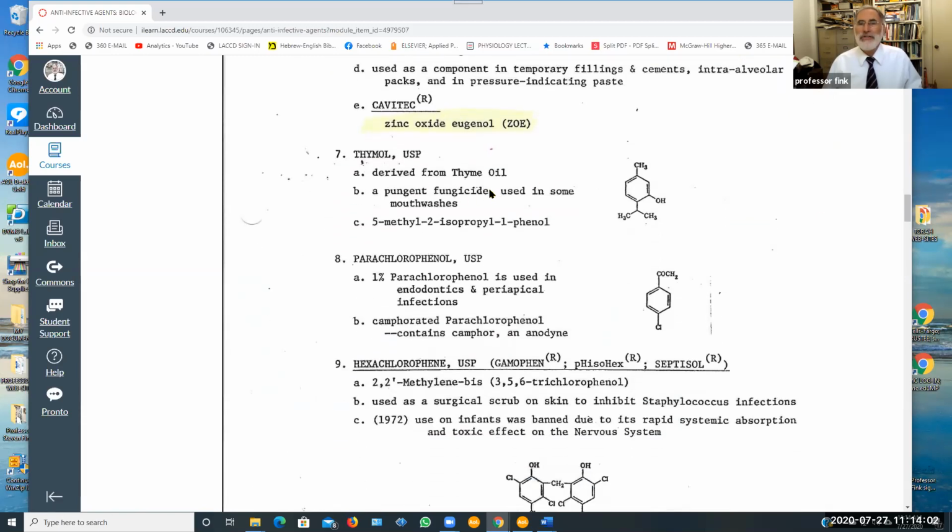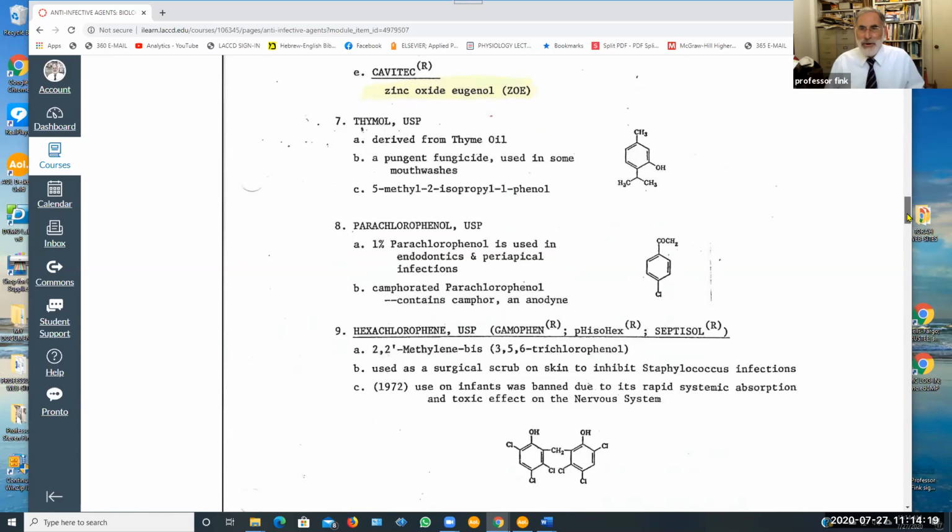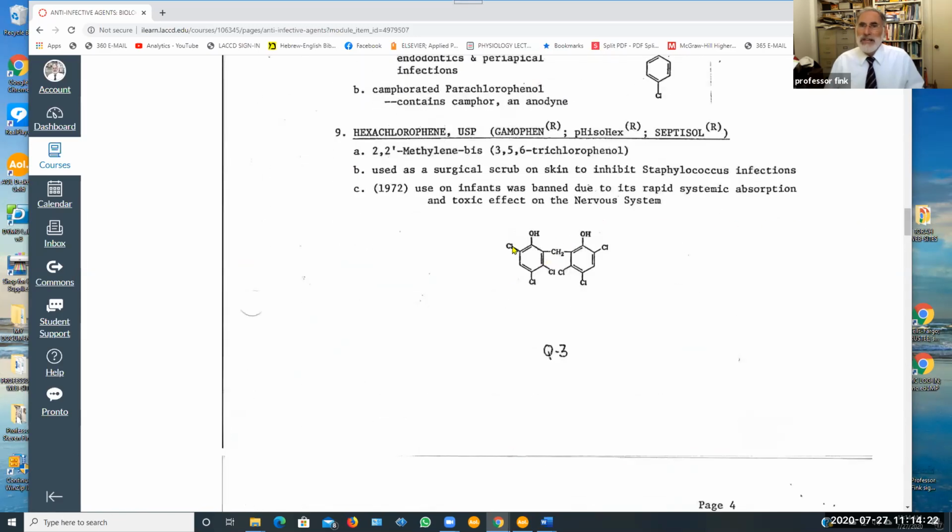Thymol is derived from thyme oil. It is fungicidal, and again, it has that similar phenol structure. And perchlorophenol, also used in dentistry as an antiseptic and an antipyretic anodyne product. And lastly, hexachlorophene. While it looks a little bit more complicated, you'll notice that it really is made up of two phenol-like rings. Two six-sided rings that are kind of joined together with their OHs sticking out. And it also has been used as a surgical scrub to kill bacteria and so on.